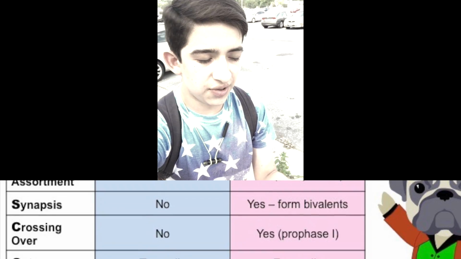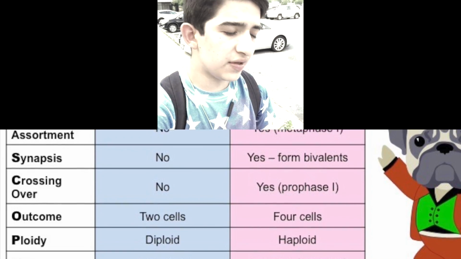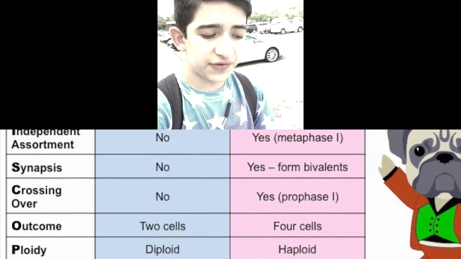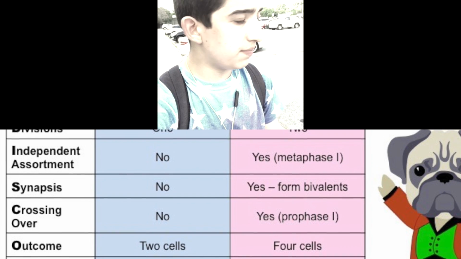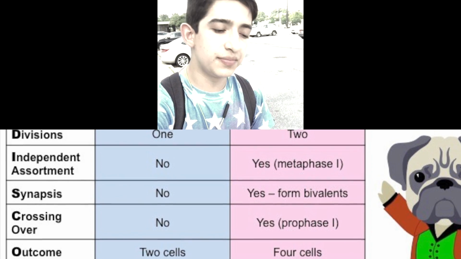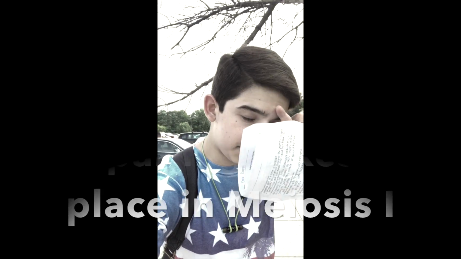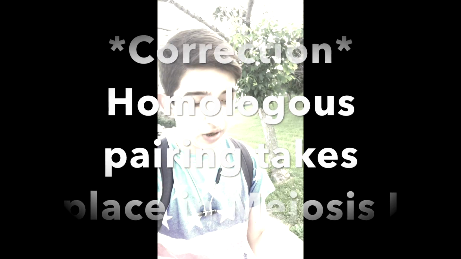So what are 3 differences between mitosis and meiosis? In mitosis, we have body cells, and in meiosis, we have sex cells. In mitosis, we have 1 division. In meiosis, we have 2 divisions. In mitosis, we have 2 daughter cells as an outcome, and in meiosis, we have 4 daughter cells as an outcome. In mitosis, there's no homologous pairing, while in meiosis, we have homologous pairing, so that's a huge difference.